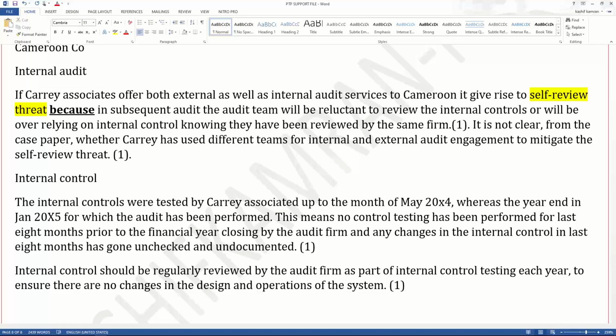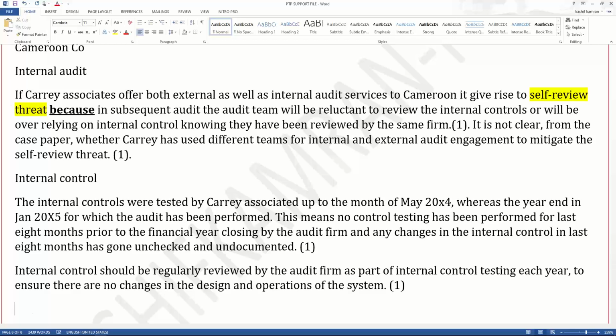So you need to understand that evaluating internal controls is a regular exercise, and when you come for audit each year, you should review the internal controls. Now the problem over here is that the same firm is offering internal audit and external audit, so you are placing over reliance on the work of your same firm, and that is causing the problem. So you are not exercising the professional skepticism as an external auditor, which you should have exercised. I hope you're all clear with that.